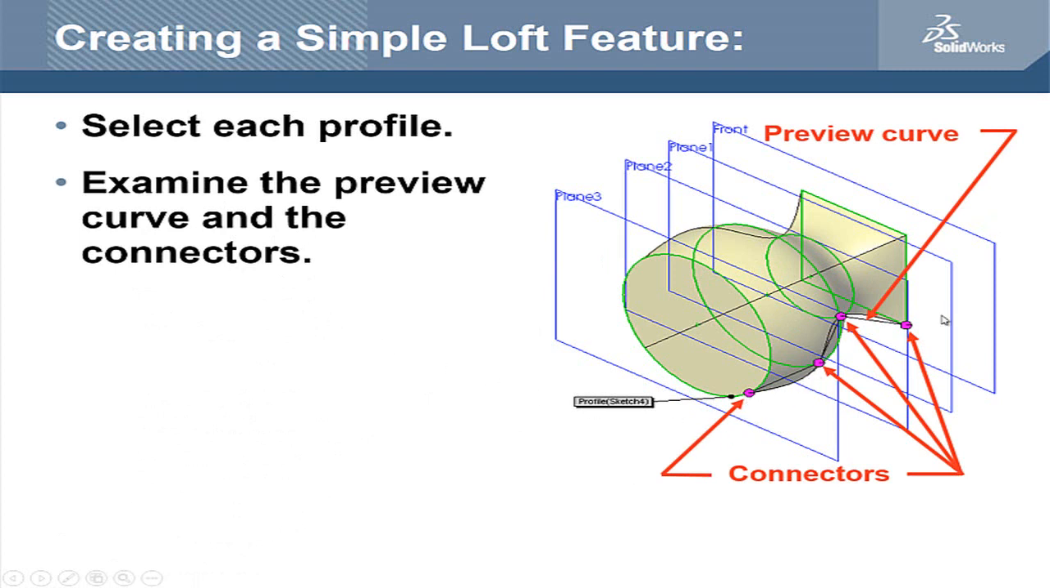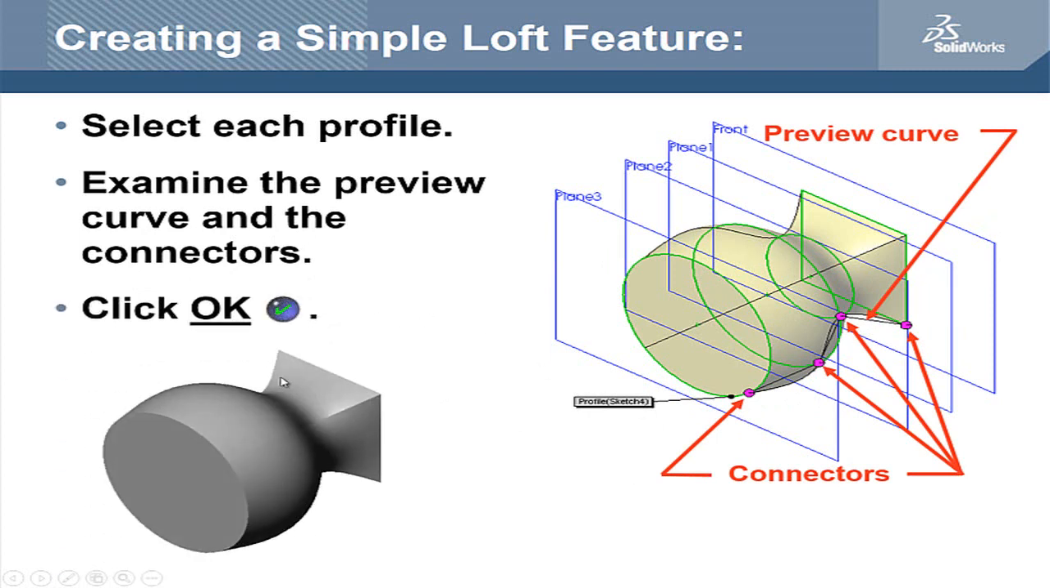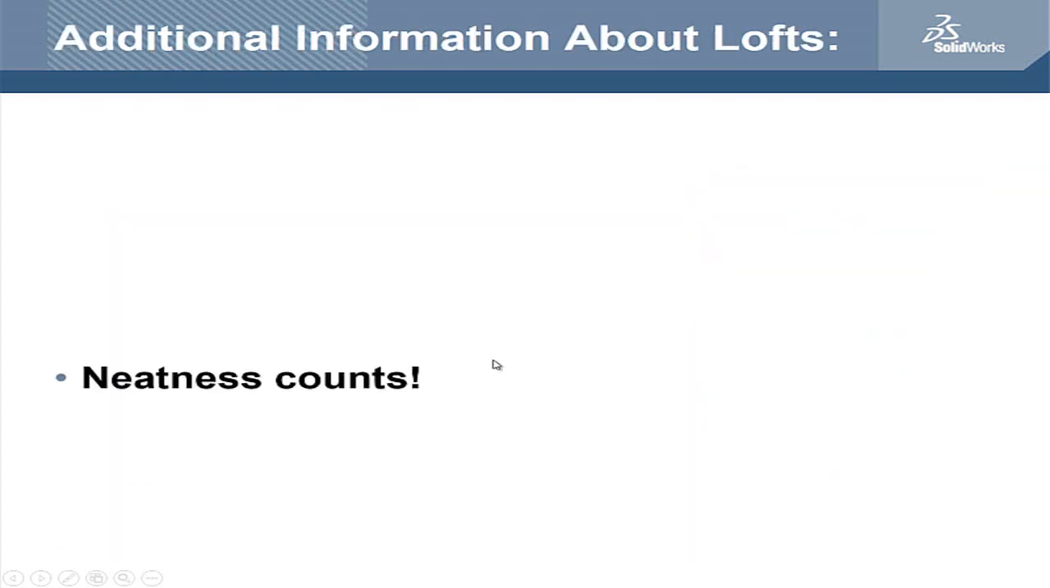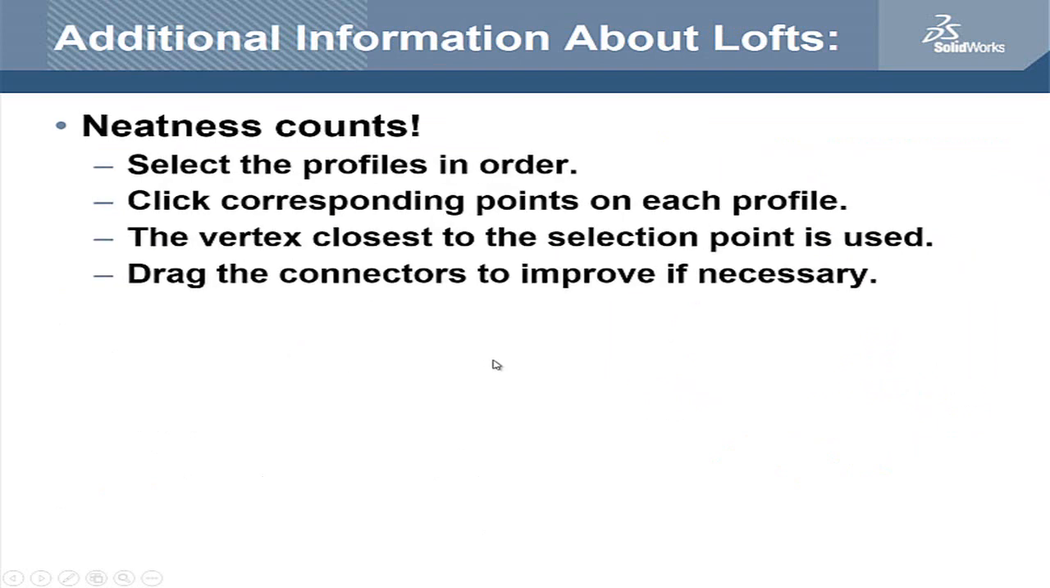Examine the preview curve and the connectors. So here's the connectors right there, and there's the preview curve that you see. And then click OK, and your feature is lofted. Neatness counts. Select the profiles in order. Click corresponding points on each profile. The vertex closest to the selection point is used. Drag the connectors to improve if necessary.